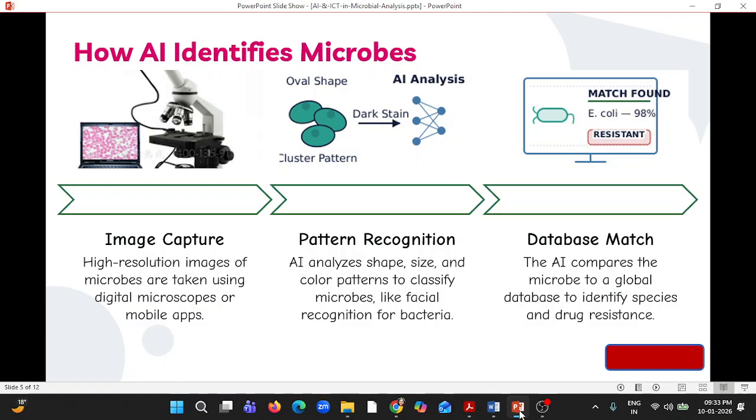So integration of AI in this traditional analysis may fasten up the identification processes. High resolution images of microbes are taken nowadays with digital microscopes or mobile apps. AI analyzes the shape and size, color pattern of microbes to classify them in the group. It is helpful in the taxonomical analysis.